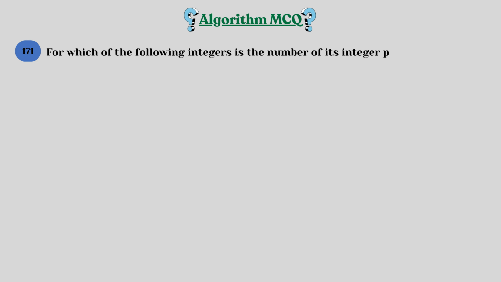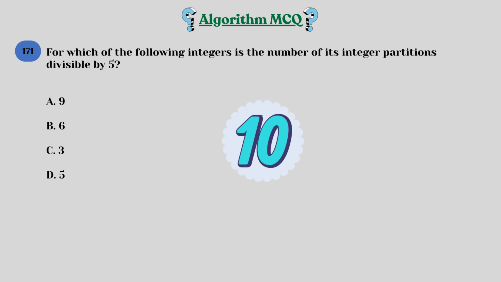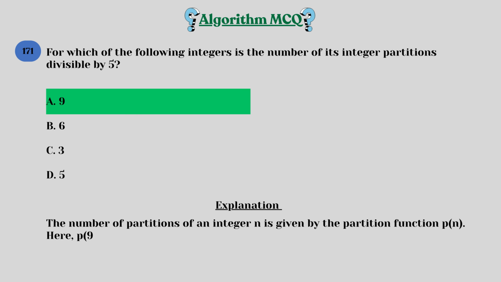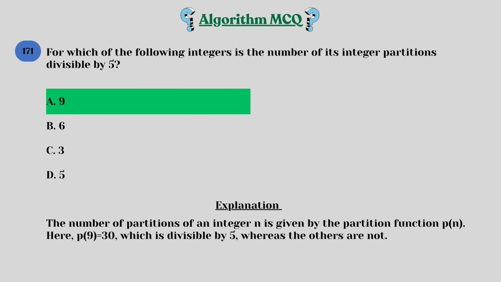For which of the following integers is the number of its integer partitions divisible by 5? Correct answer, 9. Explanation: the number of partitions of an integer n is given by the partition function p(n). Here, p(9) equals 30, which is divisible by 5, whereas the others are not.